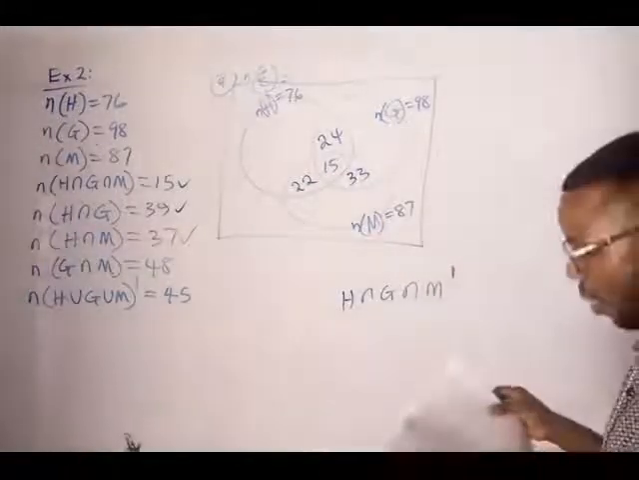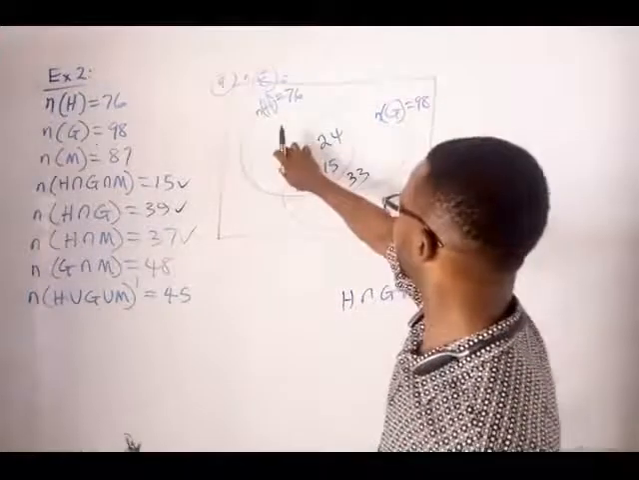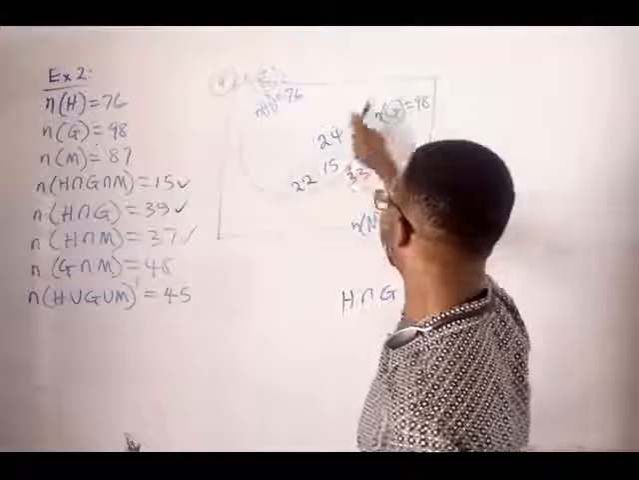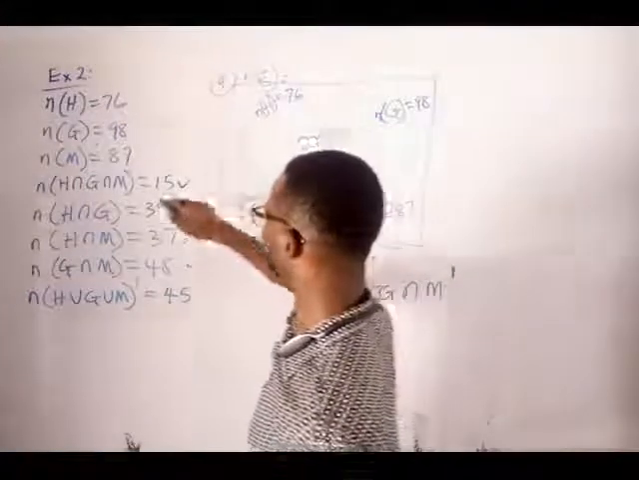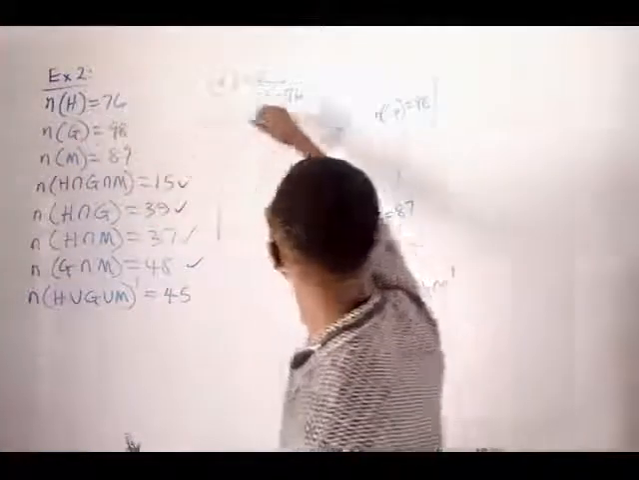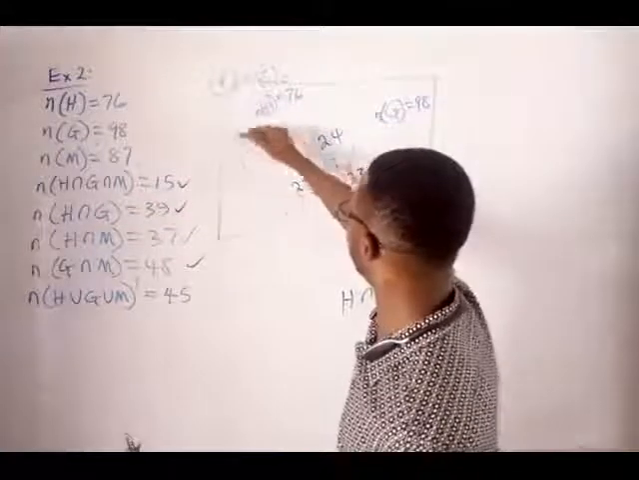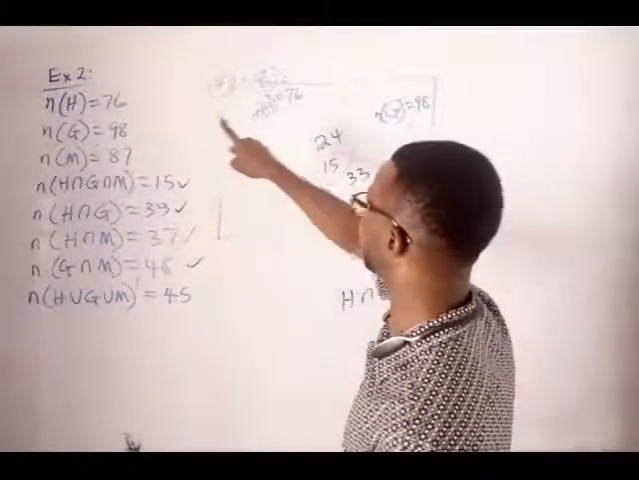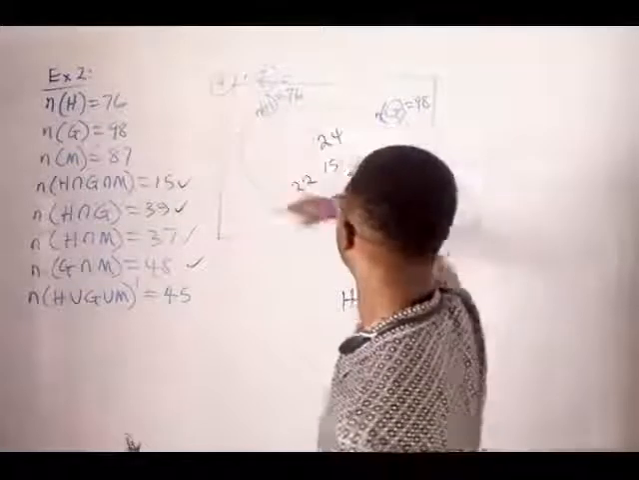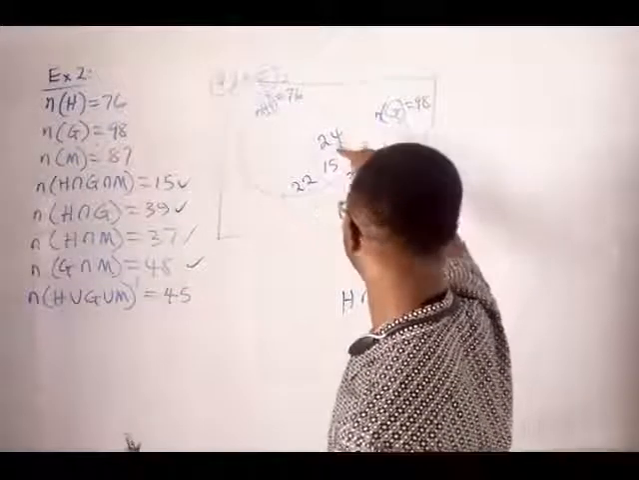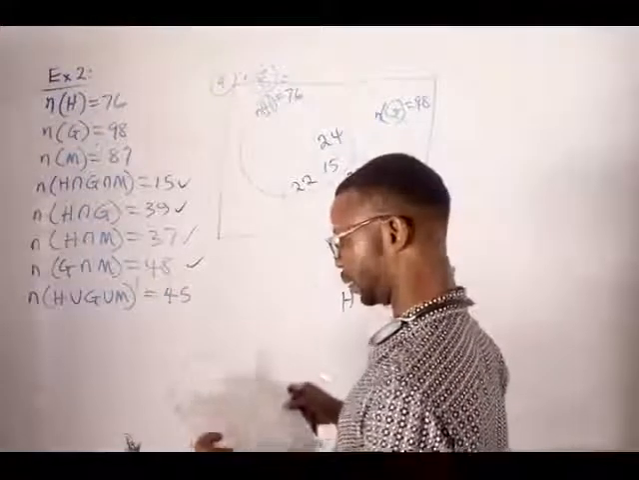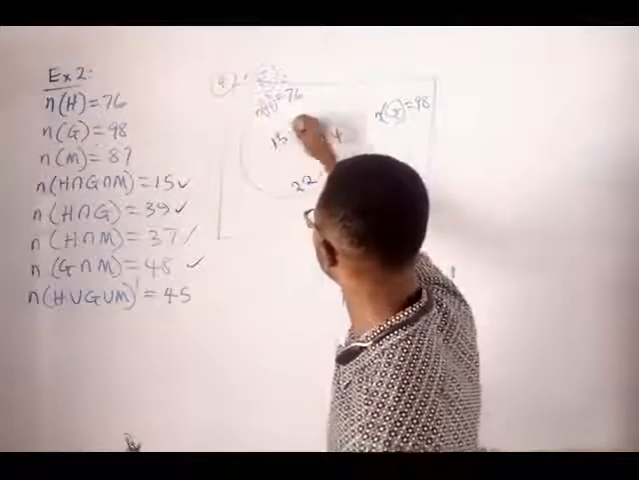33. Now I want to get this place, which is history only. The number that did history only. But I am given number that did history, which means that I'm given the whole of this part. For me to be able to get this part, I'm going to do 76 minus 24 minus 15 minus 22. When you do that, you should have 15.